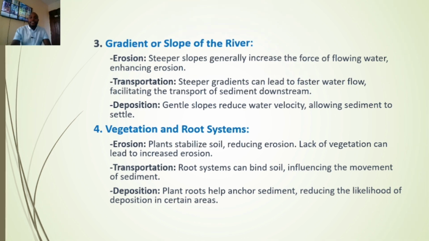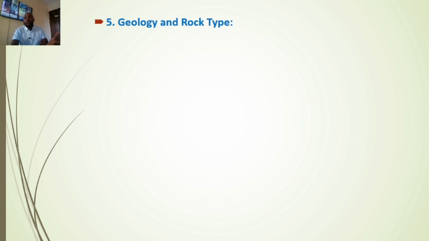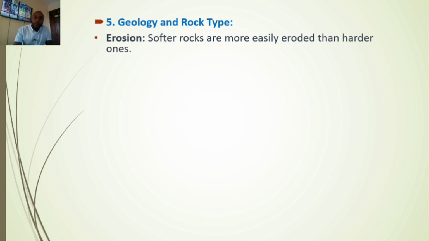Okay, that is it. And then we talk about geology and rock type. How is the rock type or the geology going to influence erosion? Geology is the type of rock, actually, the structure of that rock generally. How is it looking? How is it behaving? Is it soft or hard? So softer rocks are more easily eroded than harder ones.